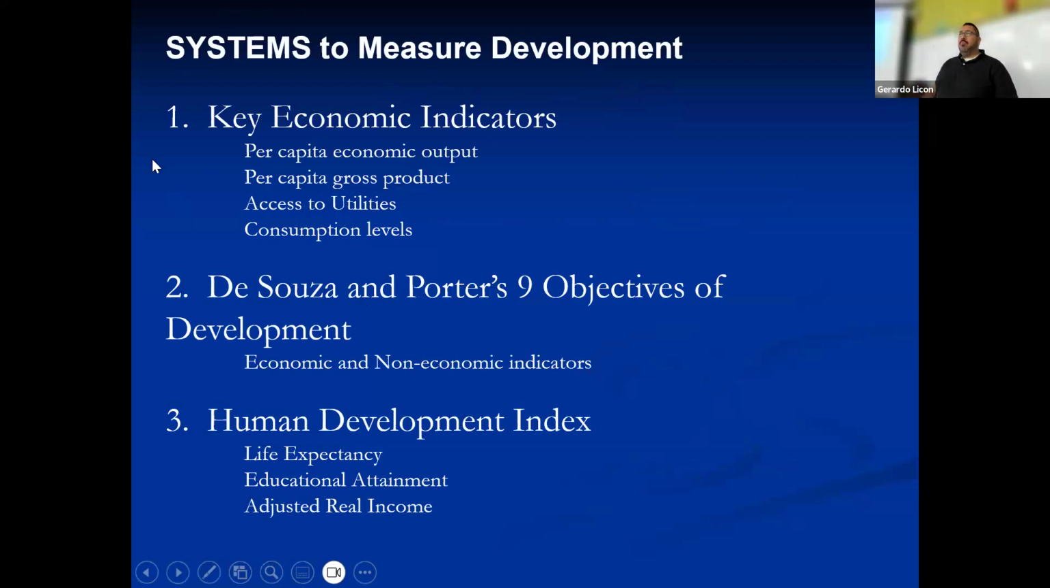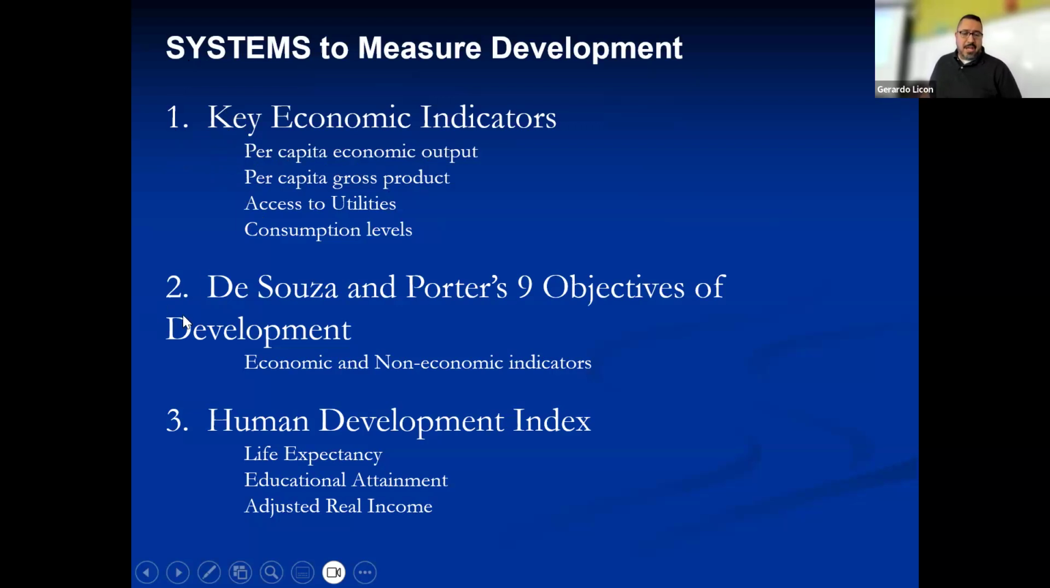Now, one of the first homework questions that are due this Thursday asks you to identify 3 different systems that can be used to measure development. And so I'm not asking for 3 different key economic indicators like per capita GDP or stuff like that. I'm asking for 3 different systems. So one would be that traditional looking at key economic indicators like per capita economic output, per capita gross product. But that's one system.